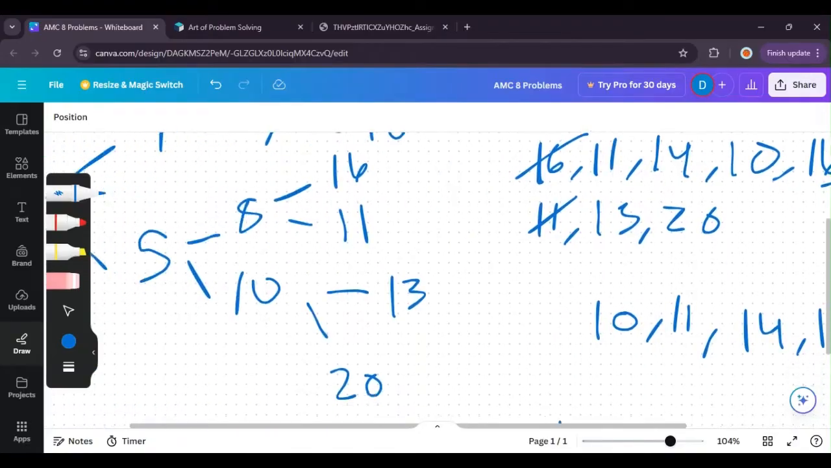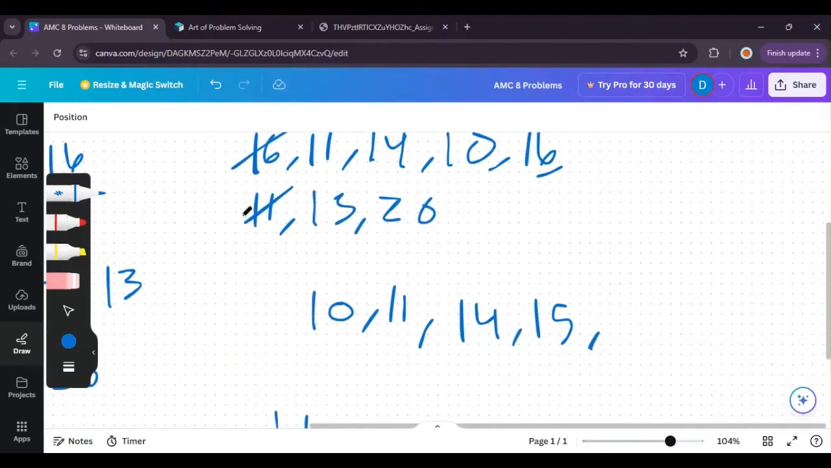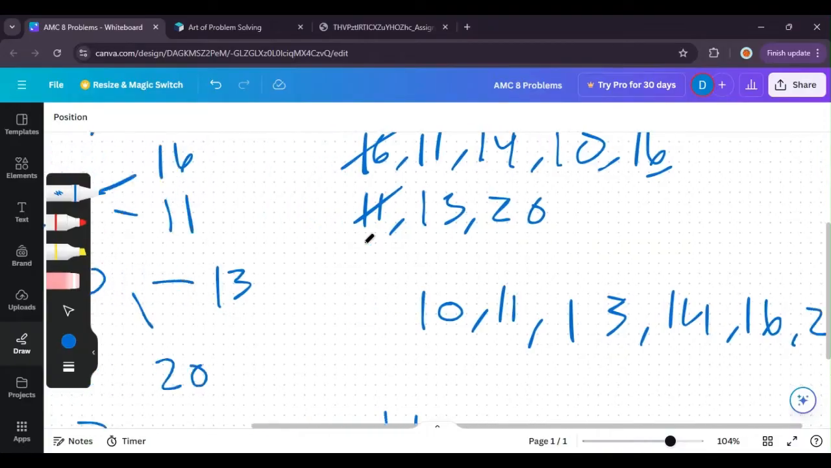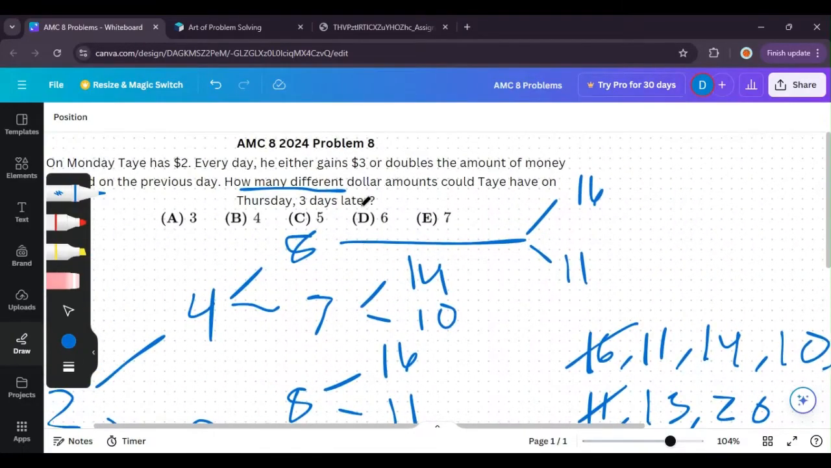Wait, is that a 13? Yeah, that's a 13. My bad. So he can have 10, 11, 13, 14, 16, and 20. So 6 amounts that he can have. D.